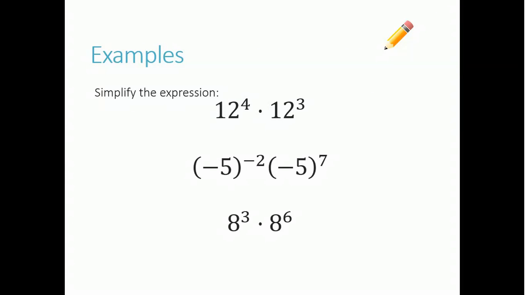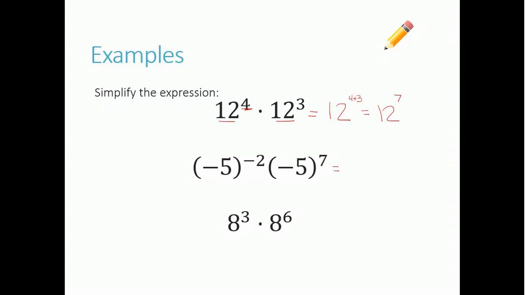Here I have 12 to the 4th times 12 to the 3rd. Notice I'm multiplying, that's what the little dot means, and I have the same base. They're both 12s, big 12s. So what I can do is keep my base the same and add my exponents. So I'll go 4 plus 3 for my little exponent. Well, 4 plus 3 is 7. So that is 12 to the 7th power.